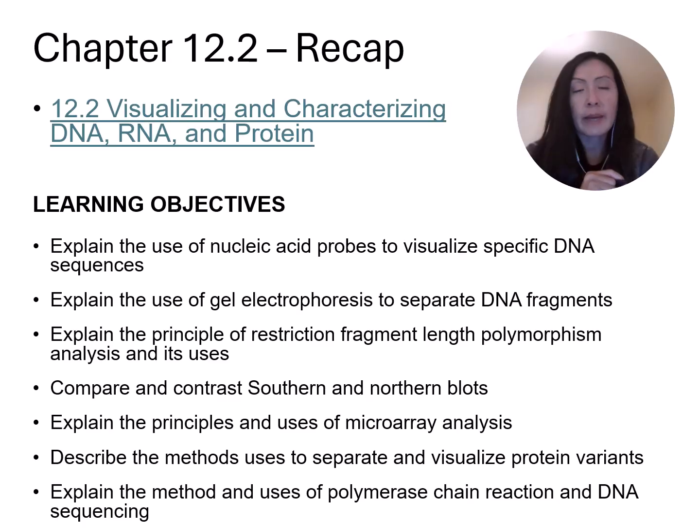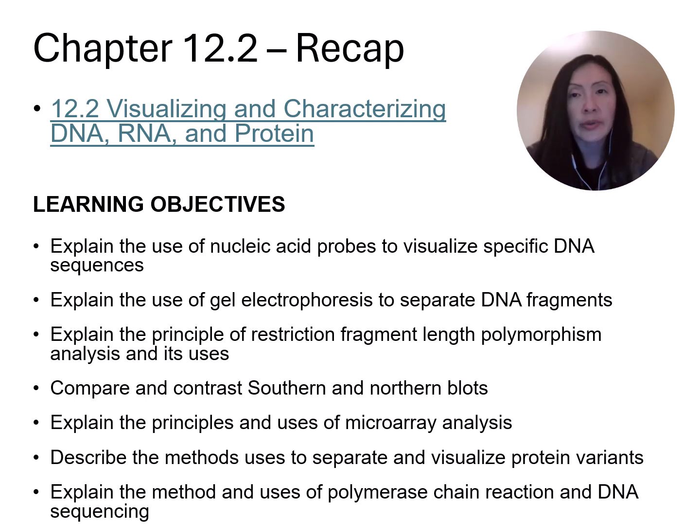All right, and let's recap 12.2. Explain the use of nucleic acid probes to visualize specific DNA sequences. So a nucleic acid probe is a short, single-stranded DNA or RNA fragment that's labeled with a fluorescent or radioactive tag, and it's going to bind to, or hybridize to, a complementary DNA sequence in your sample. So when the probe binds, the labeled region becomes visible under detection, and that shows where that gene or that sequence is located.